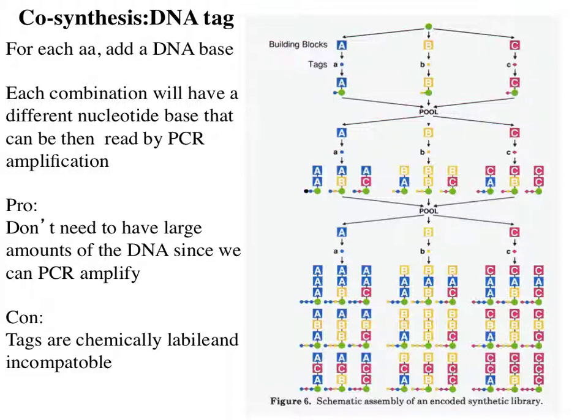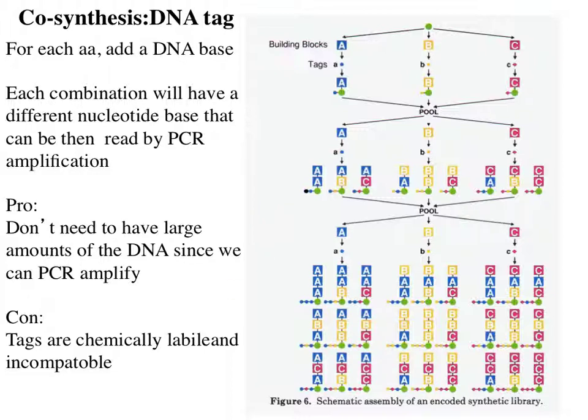You pool it, you do the same thing, now adding your amino acids with their respective tags, so that you're adding your amino acids and also adding your nucleic acids. And you can pool again and do the same thing. And so for each bead, you get your peptide and then your DNA tag.